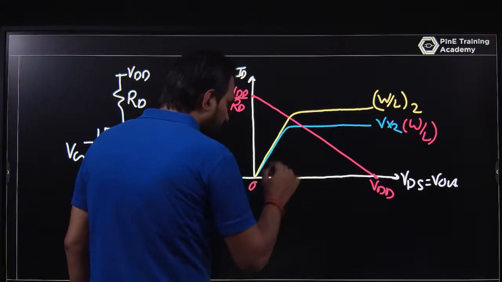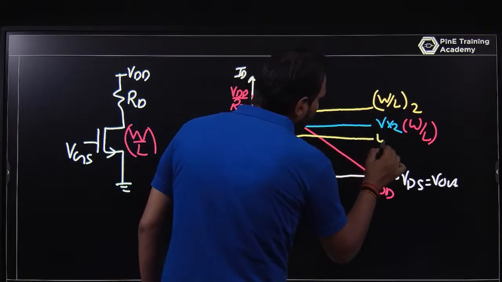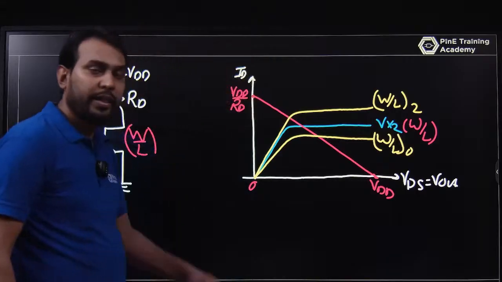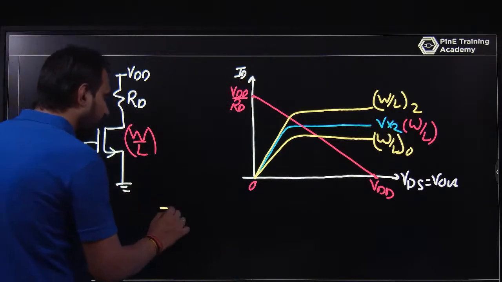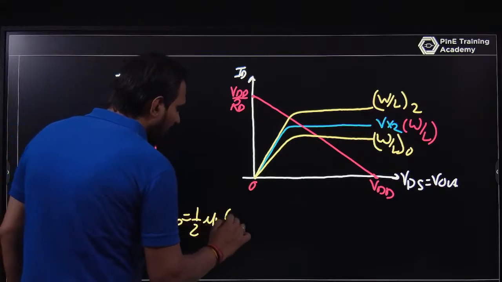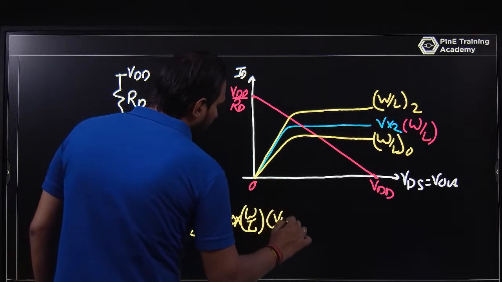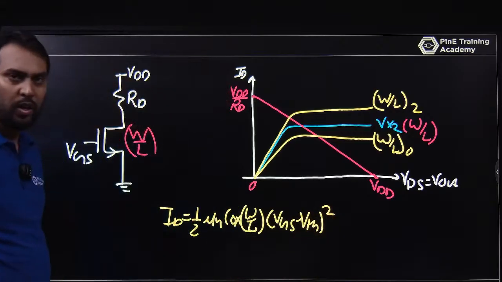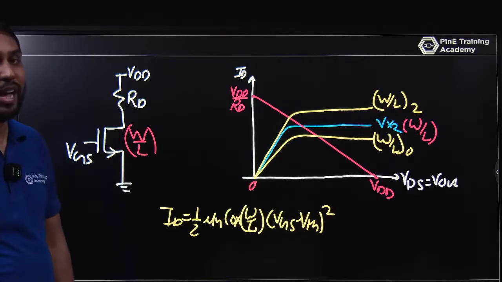Similarly, if we reduce W by L for Vx2, the current decreases. The current depends on the W by L. You know that ID is half mu n Cox W by L times (VGS minus VTH) whole square when the MOSFET is in the saturation region. So basically the current increases when the W by L increases.